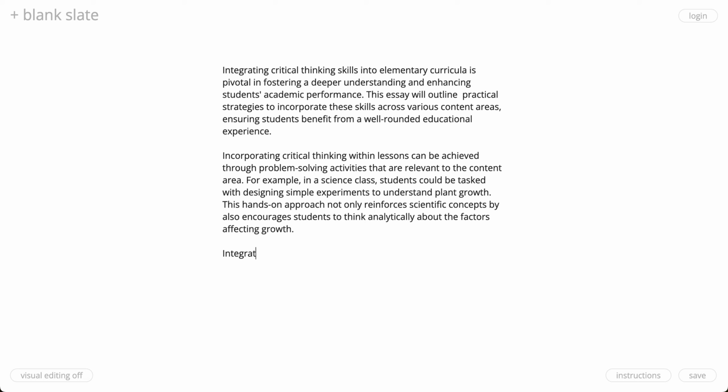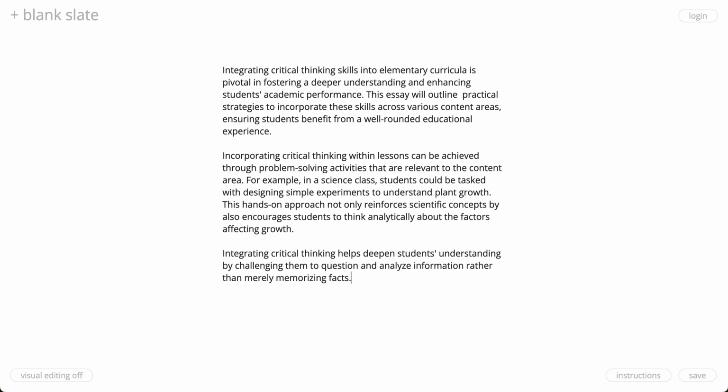Let's say integrating critical thinking helps deepen students' understanding by challenging them to, let's say, question and analyze information rather than merely memorizing facts, right? The administrators do not want to see that. So this is going to be even better for their learning, their understanding, their grasping the knowledge of this. So this engagement stimulates, let's say, cognitive development.